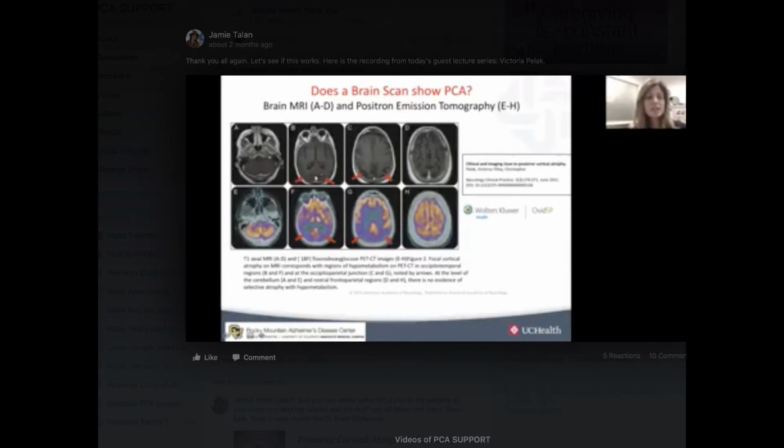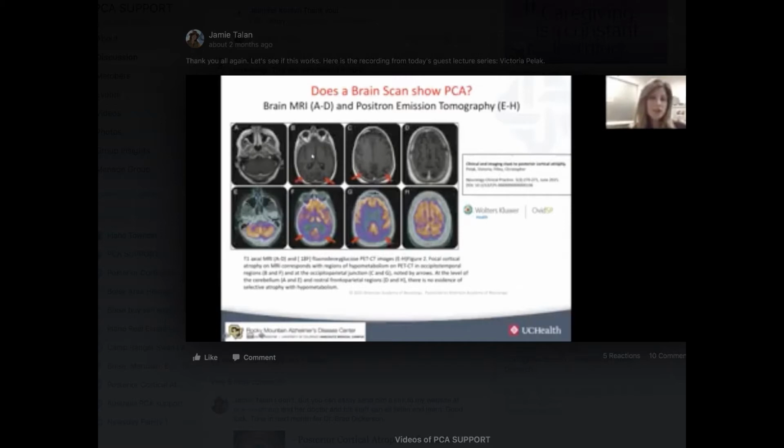The area that is affected is not in this area in A, in slice A. This is the balance center of the brain called the cerebellum. But back here in the occipital regions is where we start to see loss of brain tissue. How do we know there's loss of brain tissue? Well, we see increased space between the brain tissue.